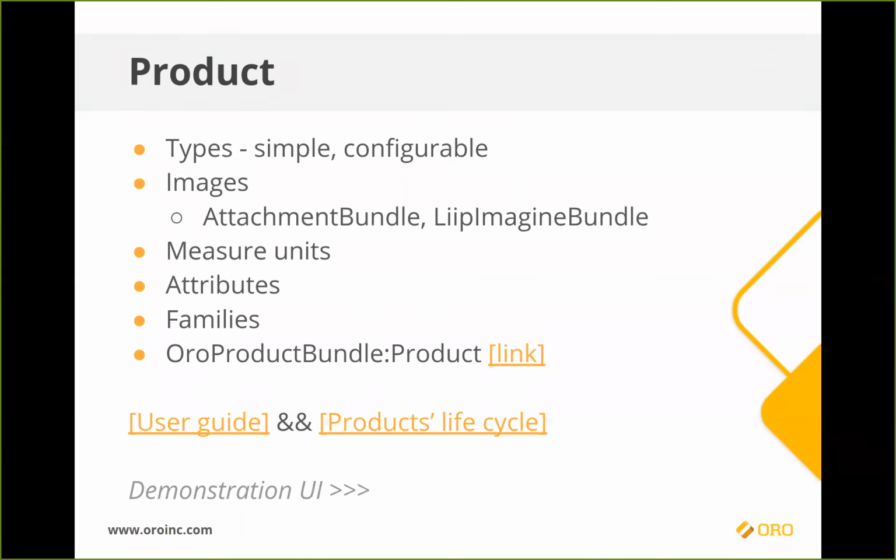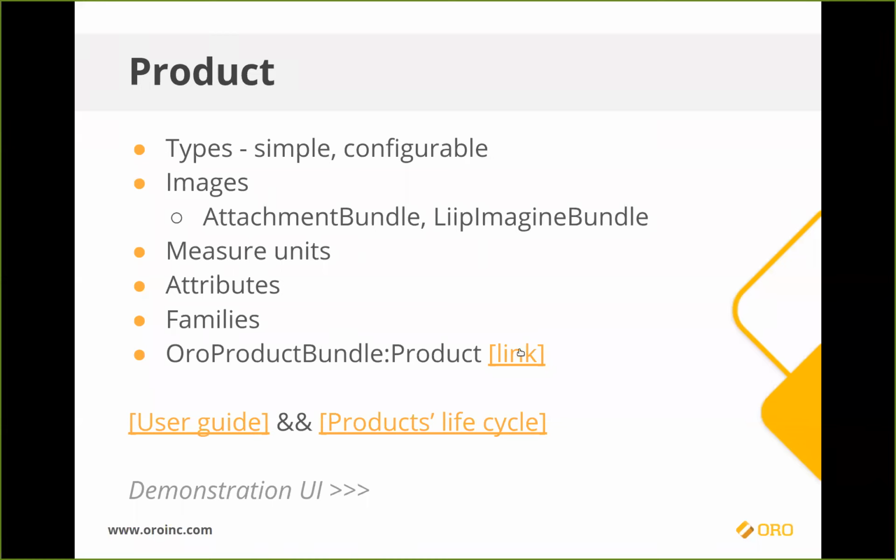Products have attributes, and attributes is just a sort of the parameter of a product, which you can specify in order to tell customer about the parameter of the products. Product attributes are grouped into families. So families is the group of a product of the same type. And then everything else is stored in our product bundle.